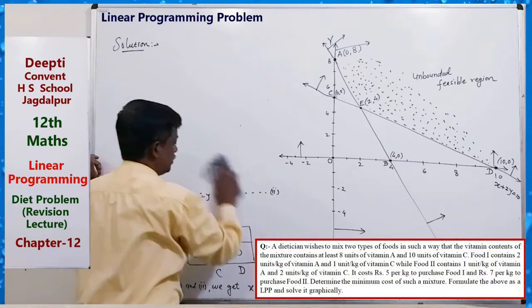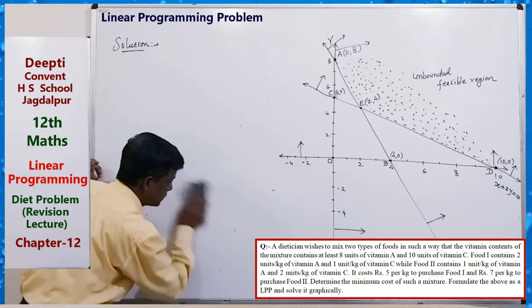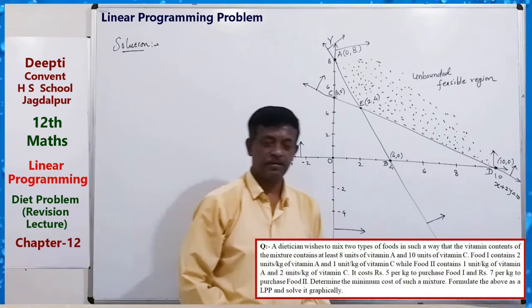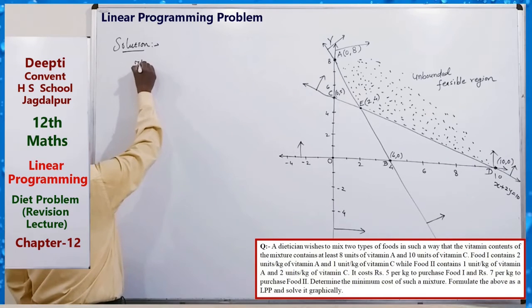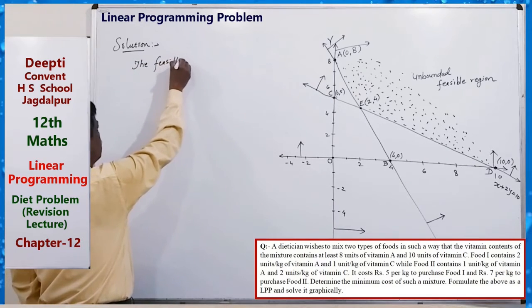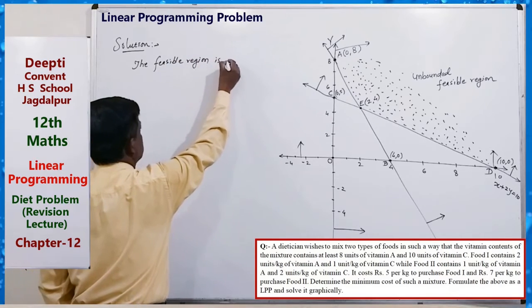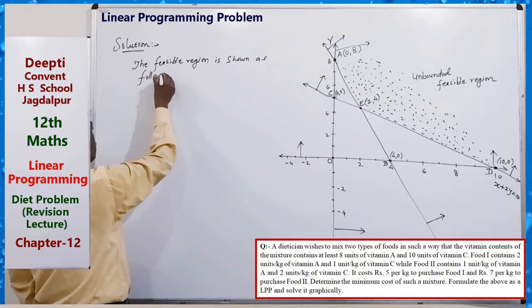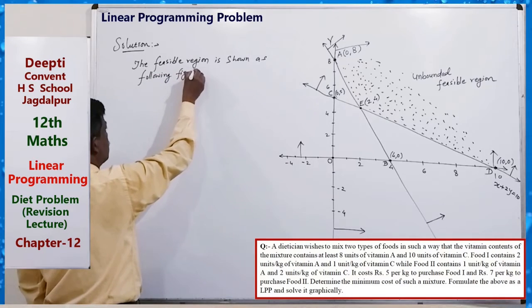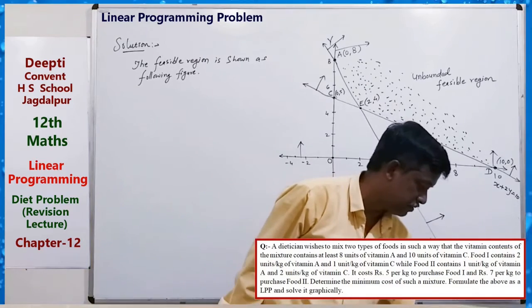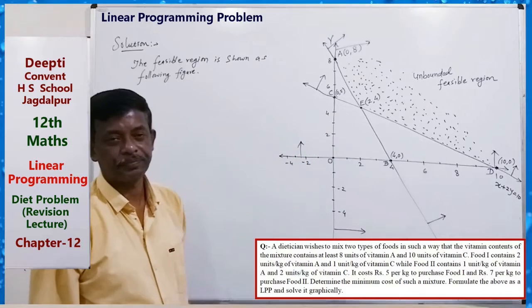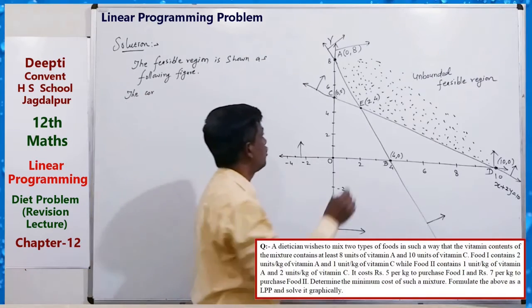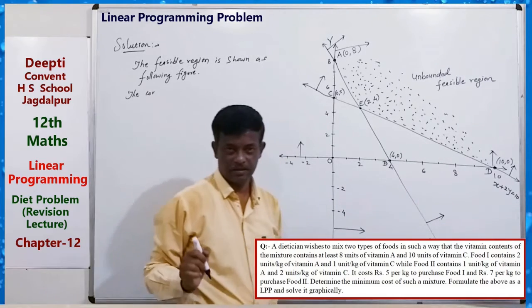Now, the feasible region is shaded in this figure. After this stage, our procedure is to find the corner points. The feasible region is shown in the following figure. Clear? Our target is the corner points. So the corner points are A, E, D.